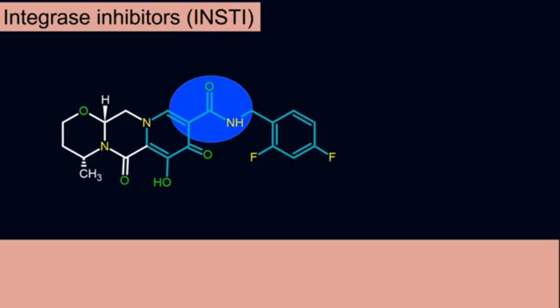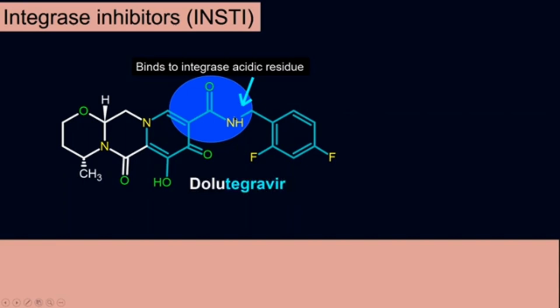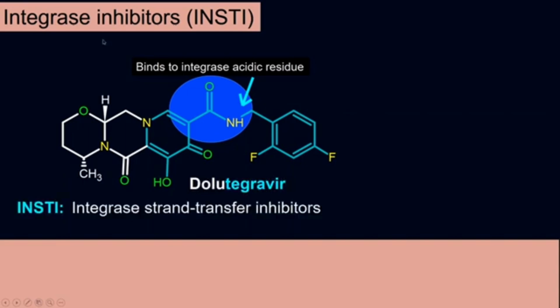Next, you have integrase inhibitors, which are used for HIV infections. So this is the example of dolutegravir. The names of these integrase inhibitors end with the suffix tegravir. And this is the site where it binds to the integrase enzyme. This class of drugs is also known as integrase strand transfer inhibitors, also known as INSTI.